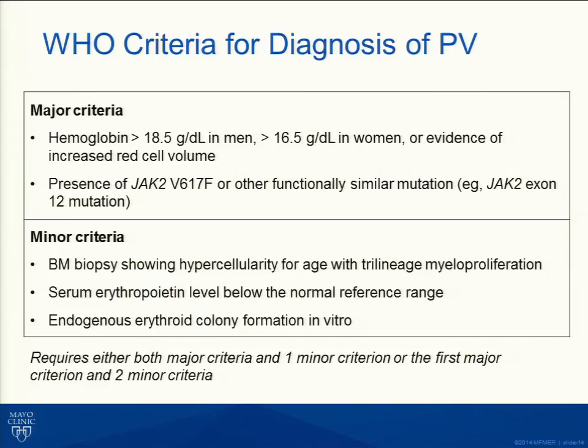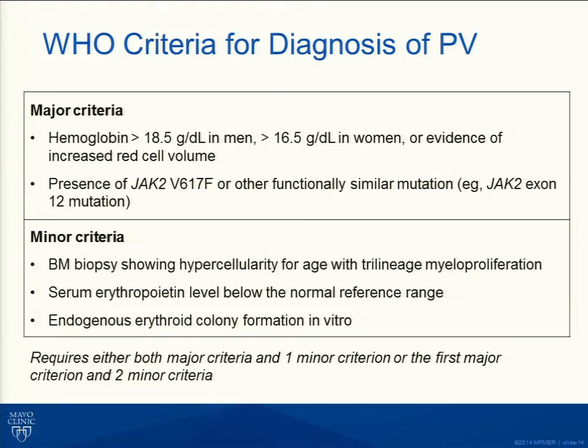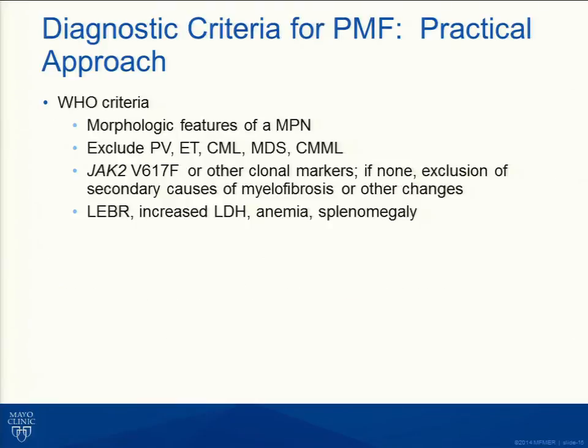This is the WHO criteria for diagnosing PV with 2 major criteria, including erythrocytosis and presence of a clonal marker, and minor criteria with bone marrow hypercellularity with trilineage hyperplasia, decreased EPO, or endogenous erythroid colony formation in vitro. To make the diagnosis, you would need either both major plus 1 minor, or the erythrocytosis plus 2 minor.